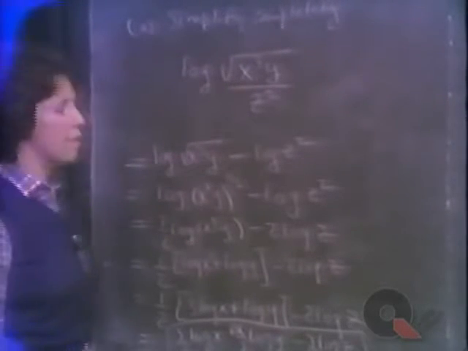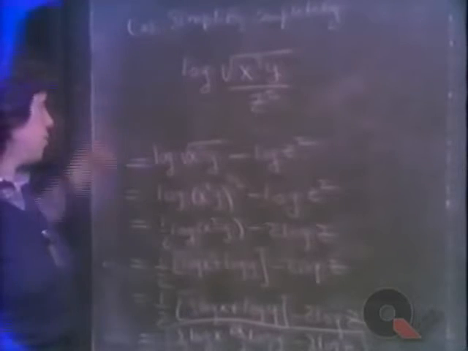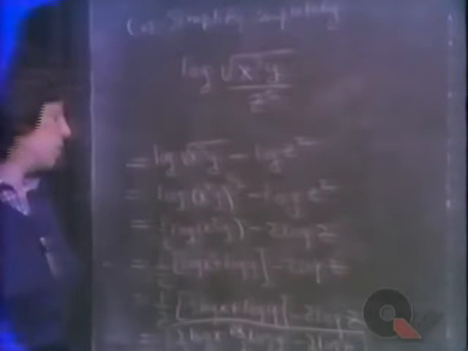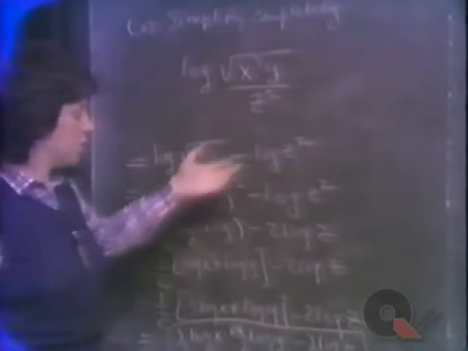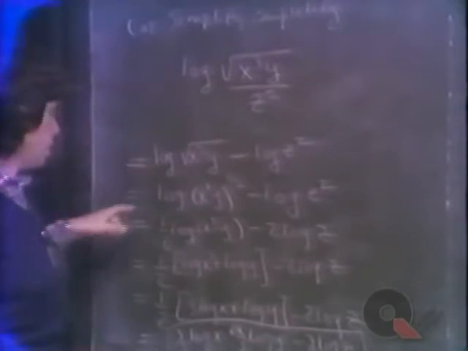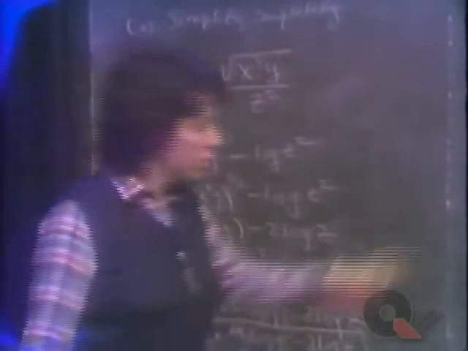Same properties that the log of a fraction is the log of the top minus the log of the bottom. The log of a product is the sum of the logs of the factors. The log of something to a power is the power times the log of the something, but used in the reverse order. So now let's go back over here.